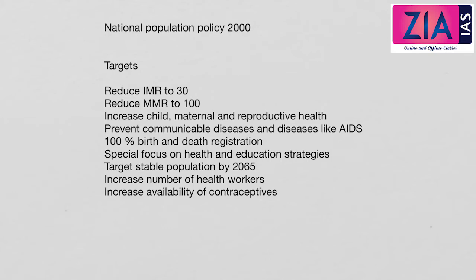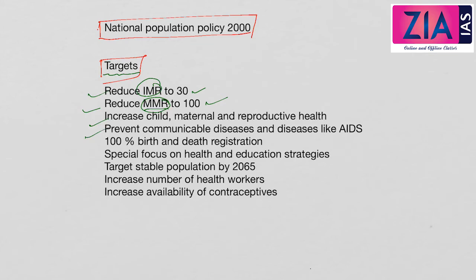So currently India has a national population policy which was framed in 2000, and we have a few targets with respect to this. So let's see what the targets are. Reduce IMR to 30. Infant mortality rate we have to reduce to 30 is one of the targets. Reduce maternal mortality rate to 100. I'll talk about what IMR, MMR are in the coming slide. Don't worry. Within 5 minutes we'll discuss. Okay. And increase child, maternal and reproductive health. Okay, our target was to reduce IMR, to reduce MMR, and also to increase child health. Maternal means the mother, and the reproductive health we have to increase.